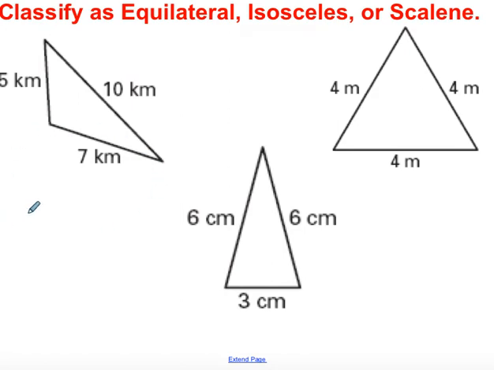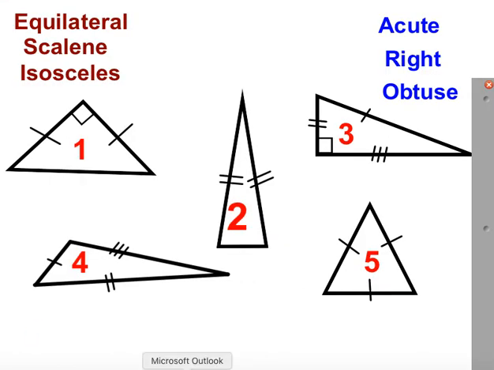So based on the side lengths, let's classify these. Well, we have 5, 7, and 10. If they're all different, then that means that it's scalene. If we have 4, 4, and 4, that means that those are all the same length. We have an equilateral triangle. And 6, 6, and 3, well, that means that 2 of them are the same, so I have an isosceles triangle.